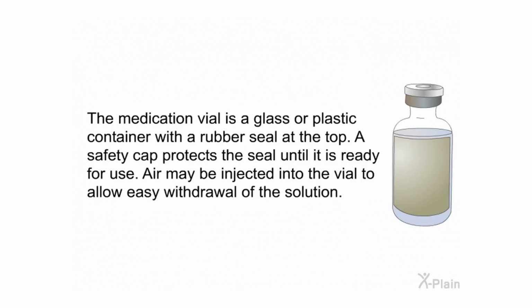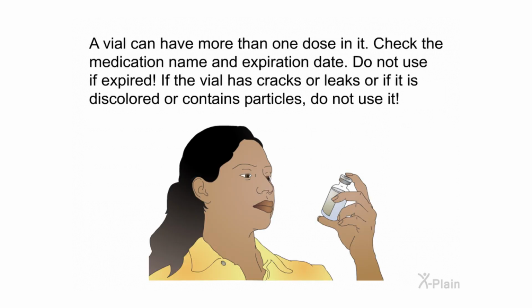The medication vial is a glass or plastic container with a rubber seal at the top. A safety cap protects the seal until it is ready for use. Air may be injected into the vial to allow easy withdrawal of the solution. A vial can have more than one dose in it. Check the medication name and expiration date. Do not use if expired. If the vial has cracks or leaks, or if it is discolored or contains particles, do not use it.